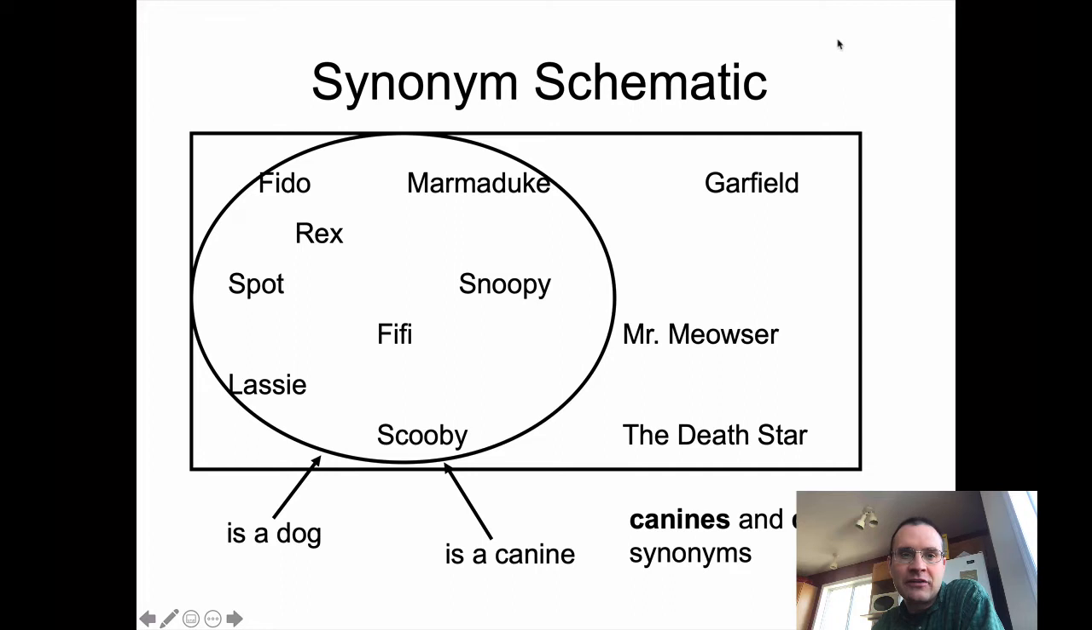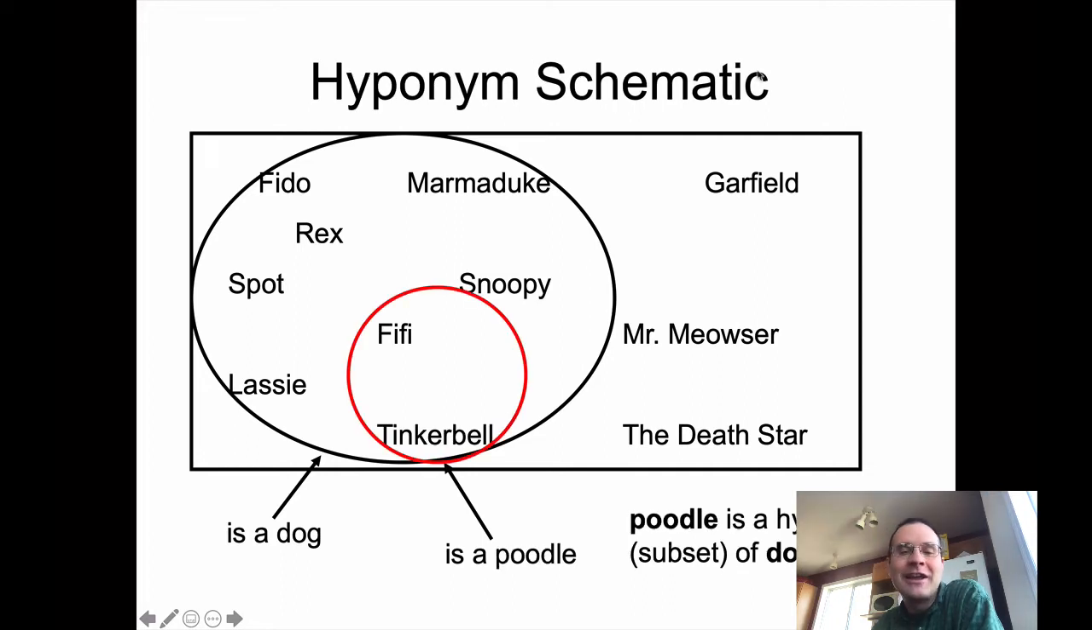And then you can also think of hyponym, again, as just a subset relationship. So let's say that Fifi and Tinkerbell are poodles, but they're also dogs, but we have other dogs that are not poodles. This is just a subset of the whole set of dogs.